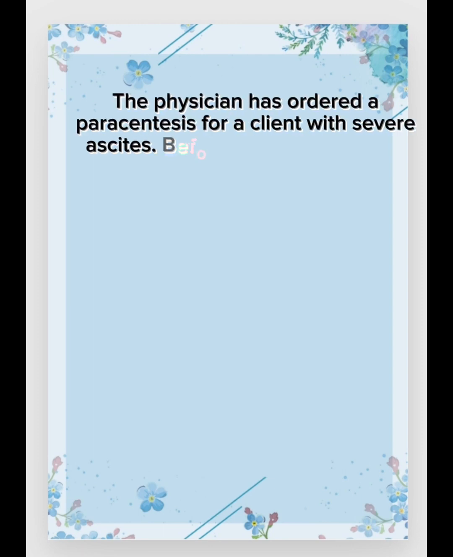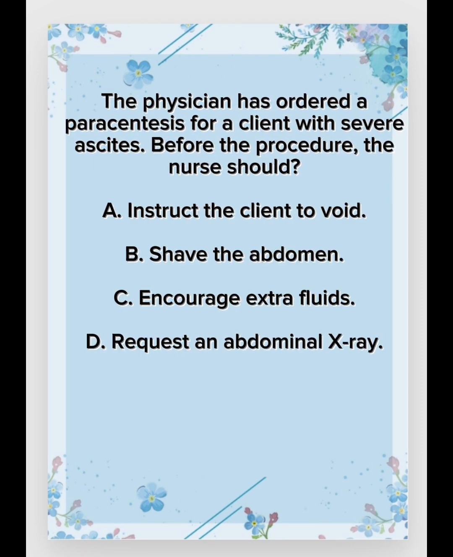The physician has ordered a paracentesis for a client with severe ascites. Before the procedure, the nurse should A. Instruct the client to avoid voiding. B. Shave the abdomen. C. Encourage extra fluids. D. Request an abdominal x-ray. The right option is A.